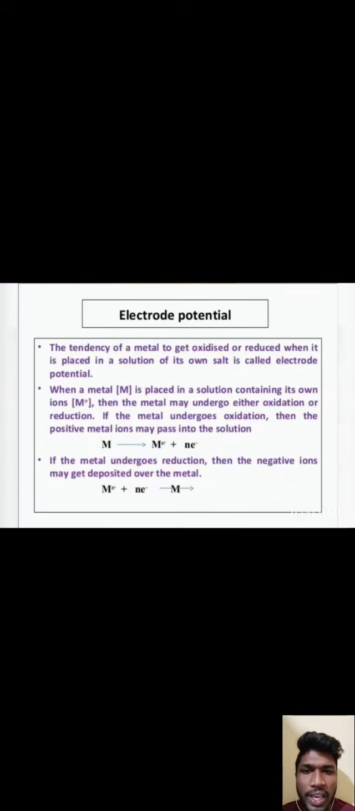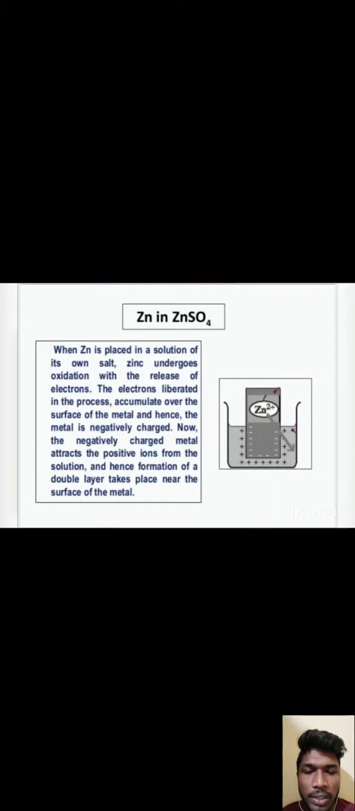Electrode potential is the tendency of a metal to undergo oxidation or reduction when it is placed in a solution of its own salt. When a metal is placed in a solution containing its own ions, the metal undergoes oxidation and reduction. If the metal undergoes oxidation, the positive metal ion may pass into the solution: M gives M n+ plus n electrons. If the metal undergoes reduction, the positive ions may be deposited over the metal, that is M n+ plus n electrons gives M.